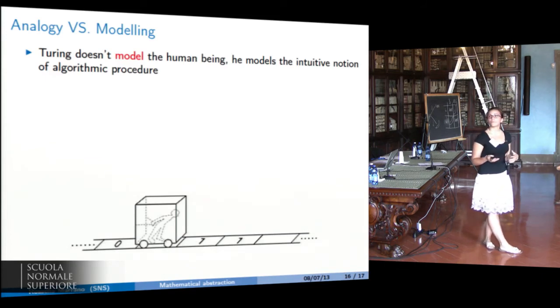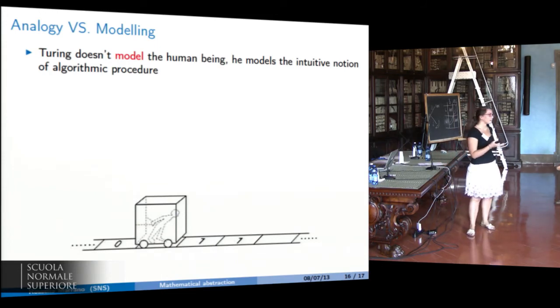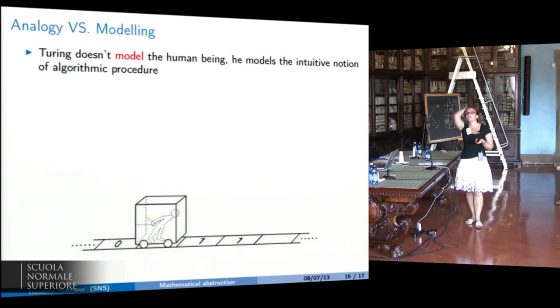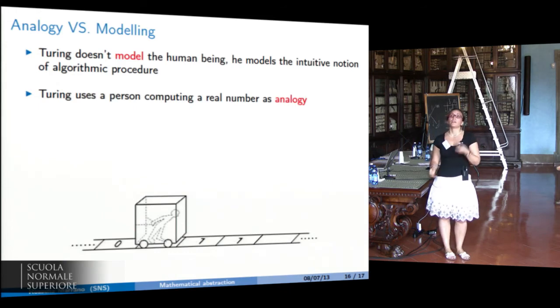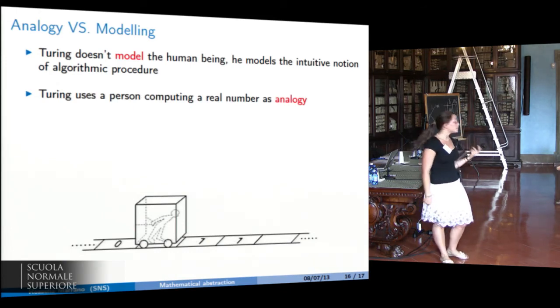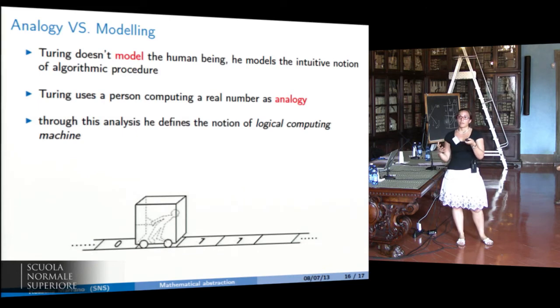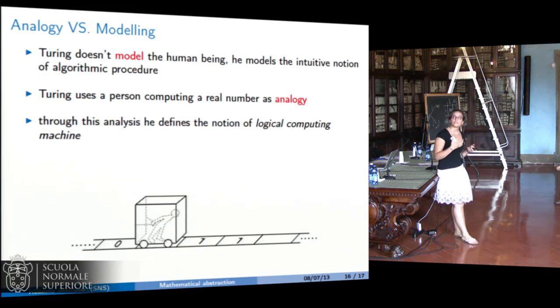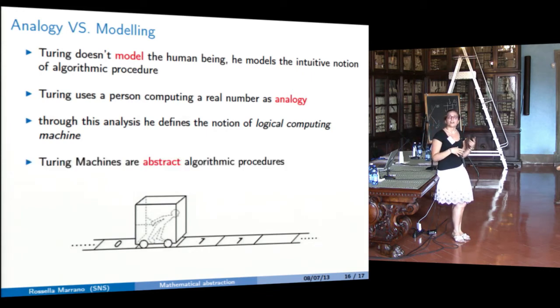It is just an example to clarify what we are doing, but maybe it is more clear if we see it in Turing's case. Turing doesn't model the human being or the reasoning or something like that. He models the notion of algorithmic procedure. But he uses a person computing a number as analogy. And that's a very important distinction, because through this analysis, he defines the notion of logical computing machine or Turing machine, and Turing machines are abstract algorithmic procedures, because that was the notion he aimed to model.